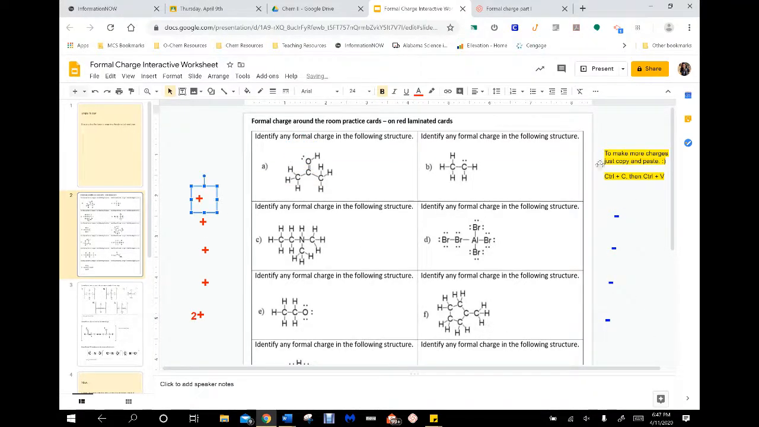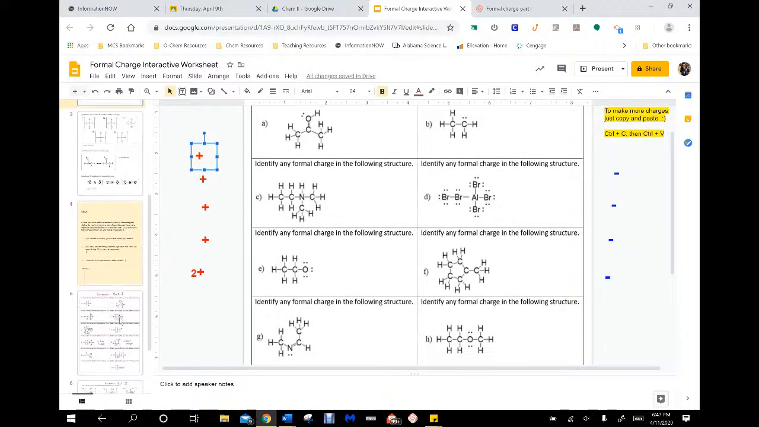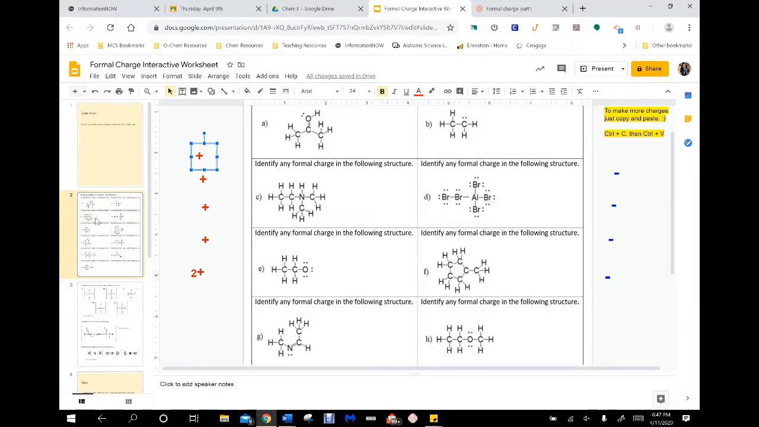There are negative charges on the right, positive charges on the left. And that's how you can use them to complete the worksheet. And then at the end, there will be answers and instructions for how to go about checking yourself.